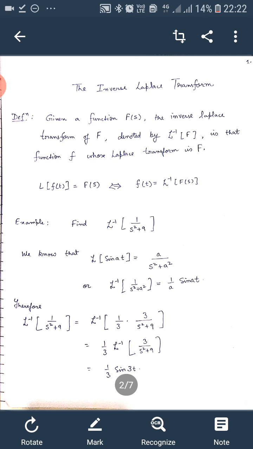If we use this formula to determine the inverse Laplace transform of 1 over s square plus 9, I am going to multiply and divide by 3, so the 3 is in the numerator and denominator. I can write it as the inverse Laplace transform of 1 over 3 times 3 over s square plus 9. Now 1 over 3 I can take outside, so the inverse Laplace transform of 3 over s square plus 9, using that formula, can be written as 1 over 3 sine 3t. So that's the inverse Laplace transform of the function 1 over s square plus 9.